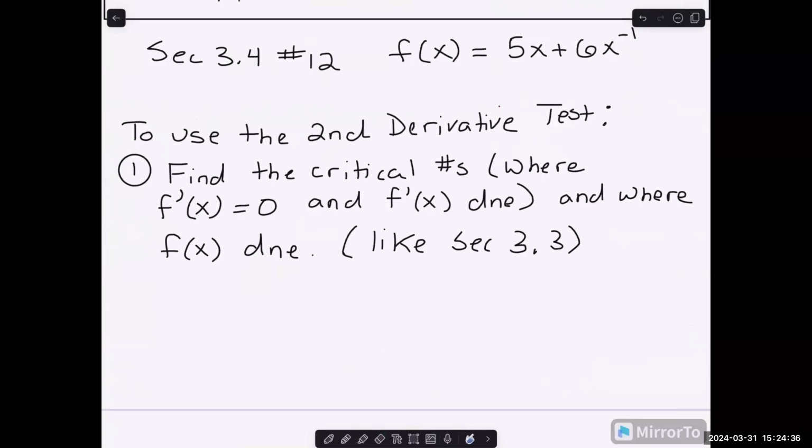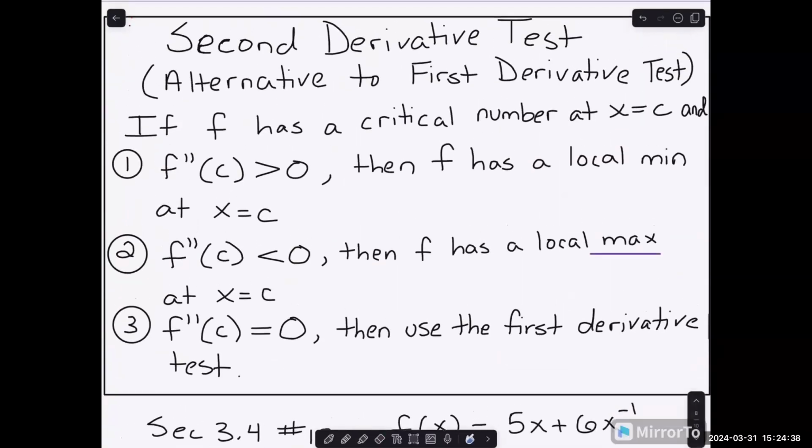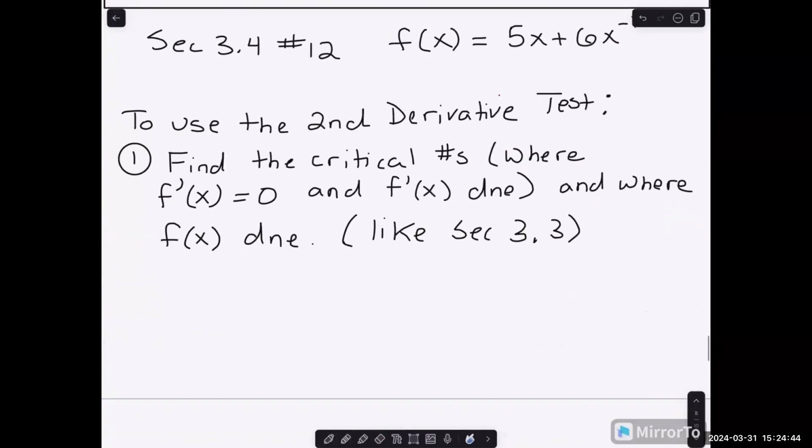Basically, the second derivative test says if f has a critical number at x equals c, then and so on. So we want to first find the critical numbers. That's your first step, which means we have to find out where f prime of x equals 0 and where f prime of x does not exist. Let's go ahead and do that.